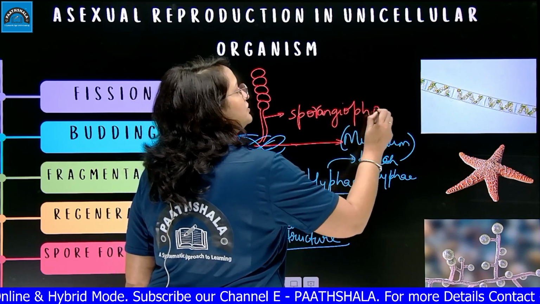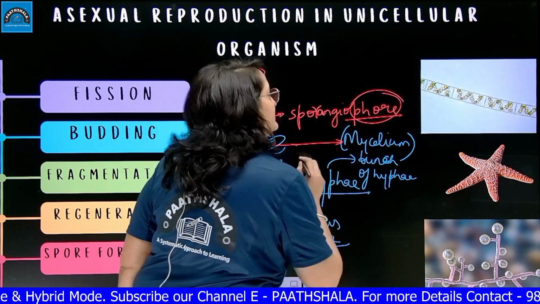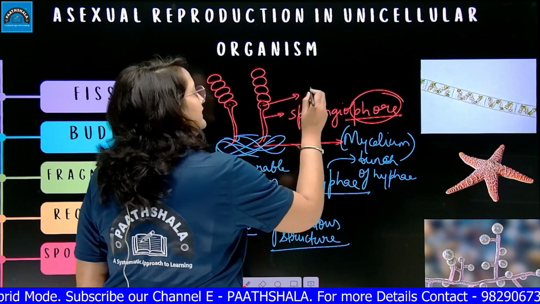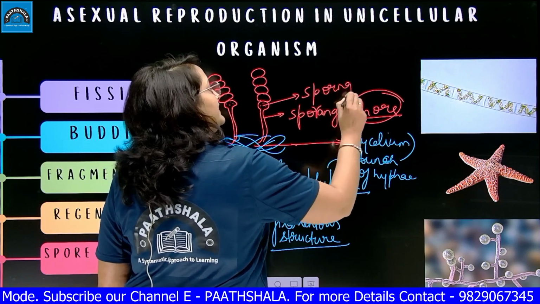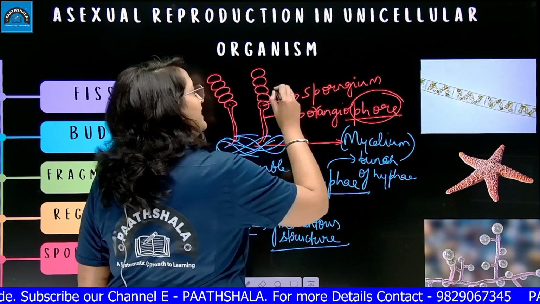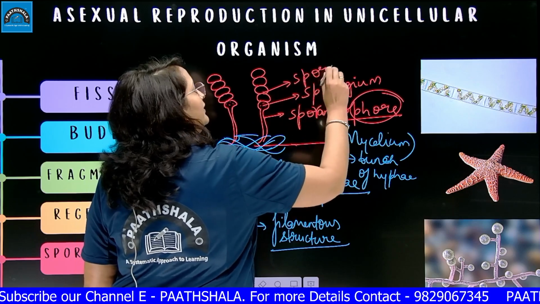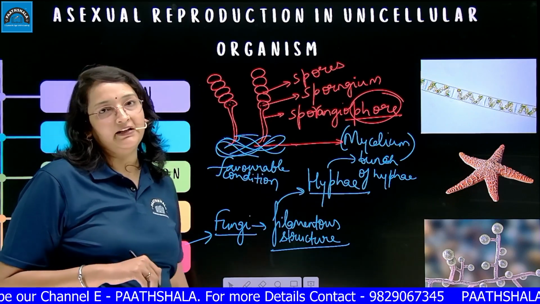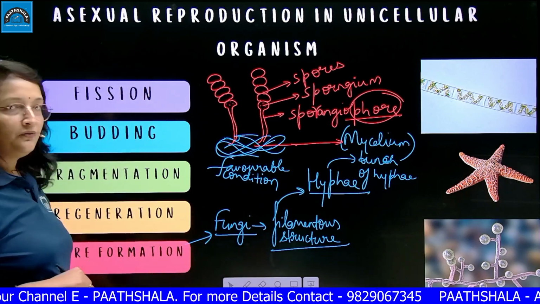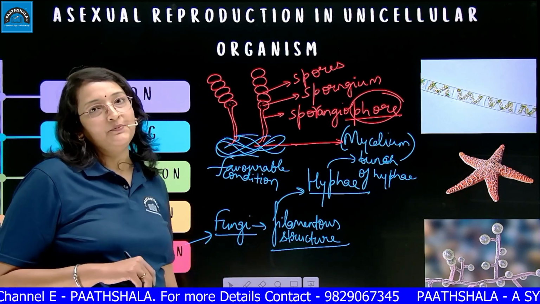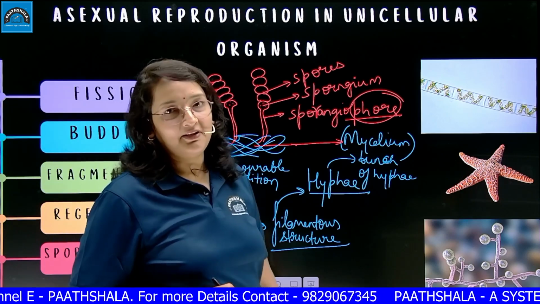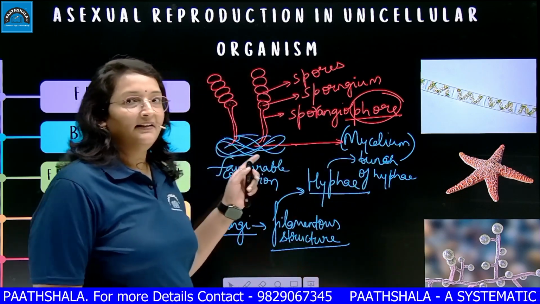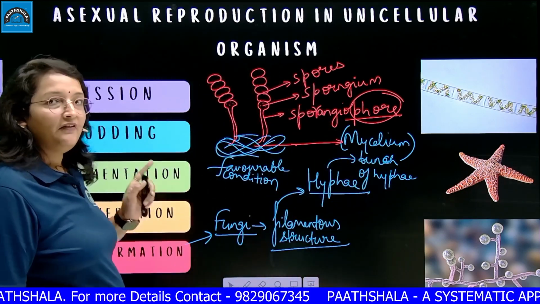Sporangiophore. Phore means stalk. So the stalk which is carrying this sporangium, in which spores are filled. This is the sporangium. Single is sporangium, multiples are sporangia, and these are spores. When these spores get detached, they will germinate and form new fungi. So this is how spore formation is a mode of asexual reproduction in unicellular or lower organisms. So these are the basic asexual modes of reproduction that we all must know.